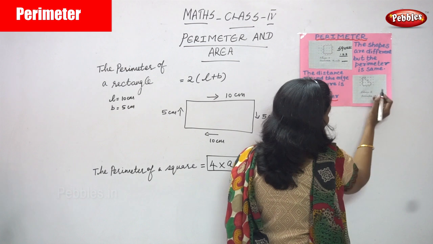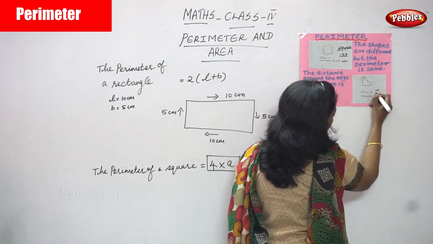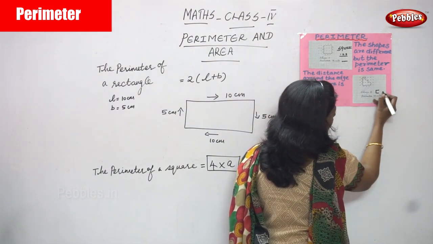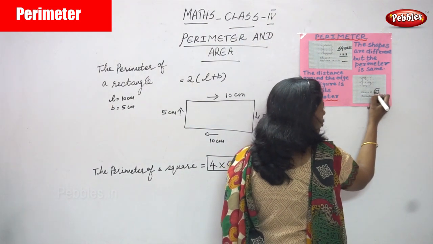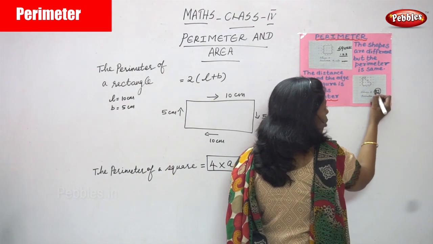So I have written it inside. That means this point to this point is 1, and this point to this point is 2, and this point to this point is 3. This point is 4. So totally this is the complete surrounding.